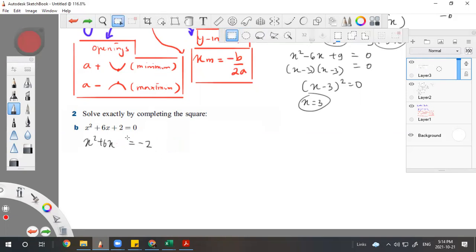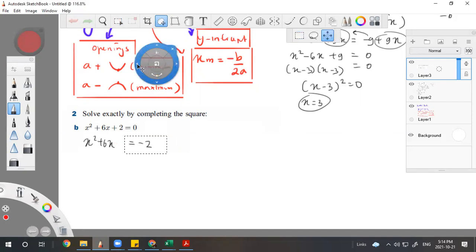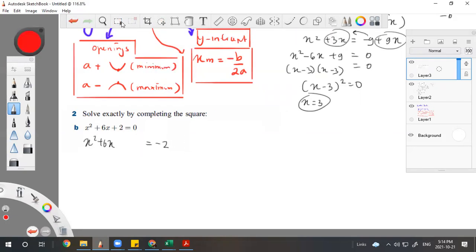I think I need to put it a bit to the right because we need the space here. So look at this 6. 6 divided by 2 is 3. So you always add 3 square. This also 3 square. So after that, you just simply put like this: x plus 3 square equals negative 2 plus 9, right? So x plus 3 bracket square. So you just put on the edges.